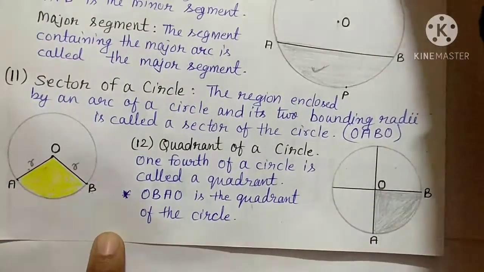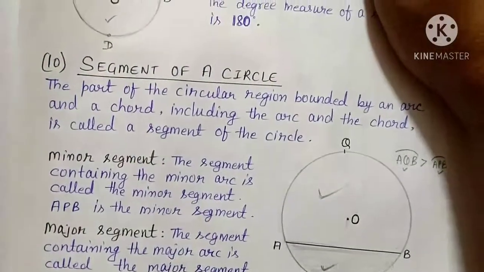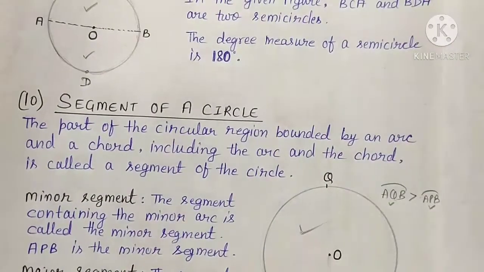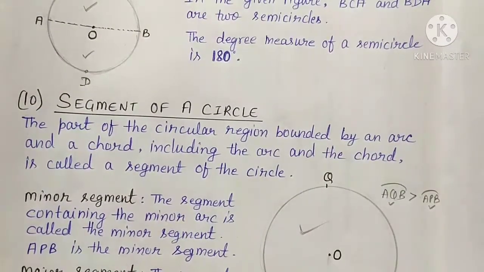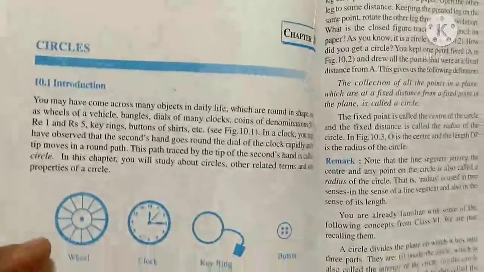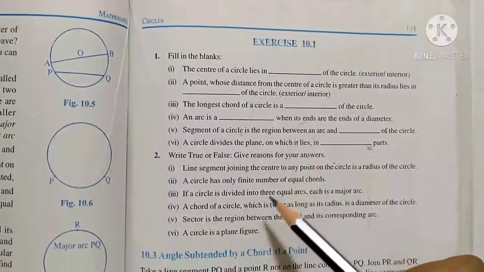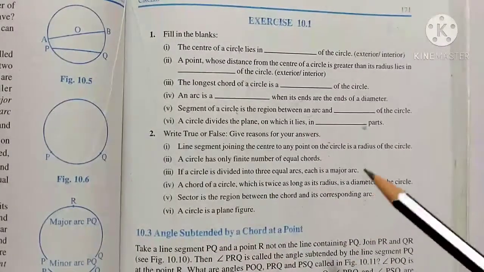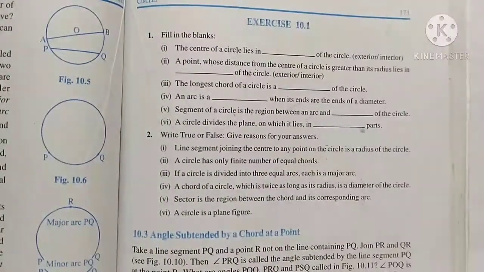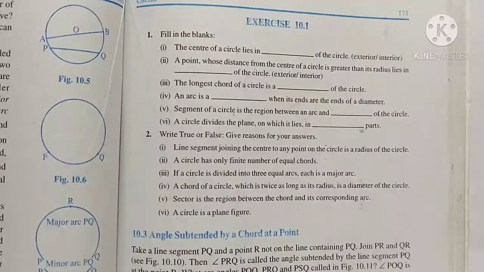So these are the basic terms of a circle. Now on the basis of this, you can solve the exercise of chapter Circle, exercise 10.1, in which fill in the blanks and true-false questions are given. So solve the exercise on the basis of this. Then we will learn about the chapter Circle further in our next video.